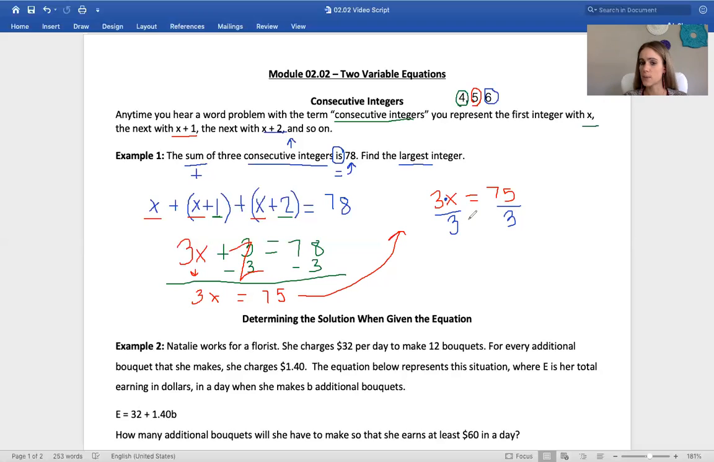So if we divide both sides by 3, 3 divided by 3 is 1. And that's what I wanted. I wanted to be left with one single x. 75 divided by 3 is 25.